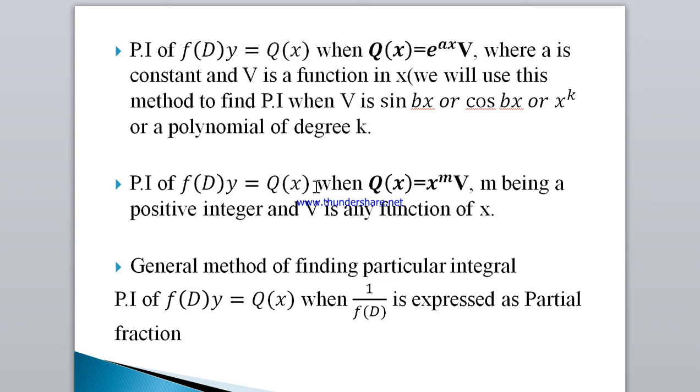So the last method: if q of x does not match with any of the five methods, then we can use the general method of finding the particular integral. Particular integral of f of D into y equal to q of x, when 1 by f of D is expressed as partial fractions. So finally, if q of x is not matching with the above five methods, then we can use the general method, the last method, that is 1 by f of D written in partial fractions. These are all about the particular integral.